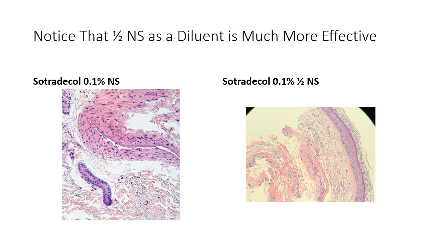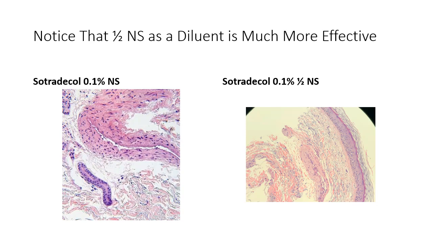Now, this is a representation of a histological specimen. On the left is Sotradecol 0.1% in normal saline. You can note that there are no endothelial cells, with mild irregularity of the basement membrane. The smooth muscle layer is normal. There is no replacement by fibrin.